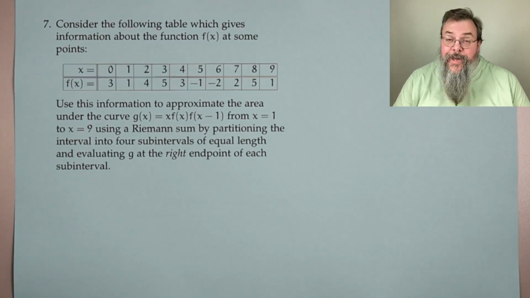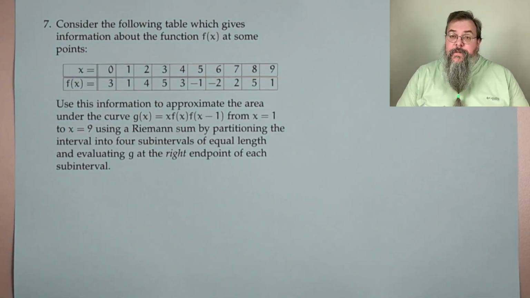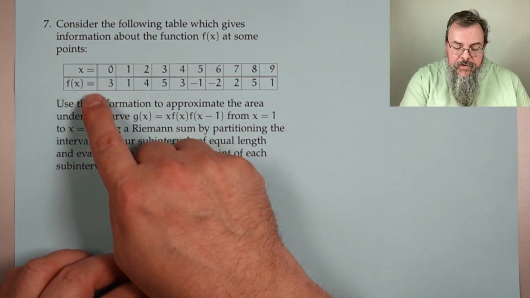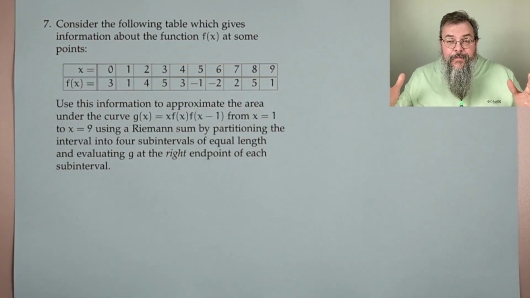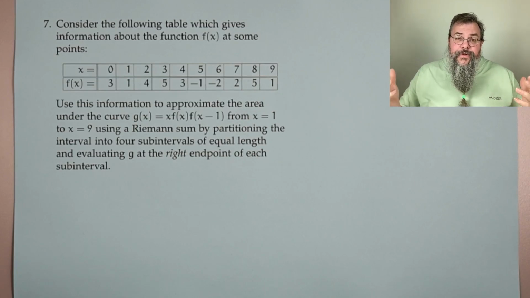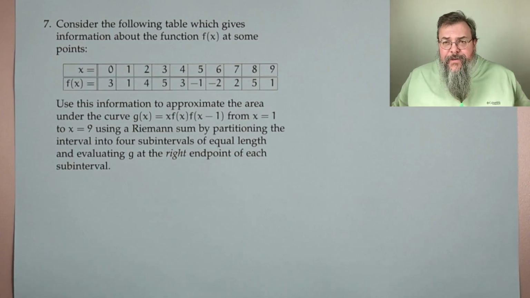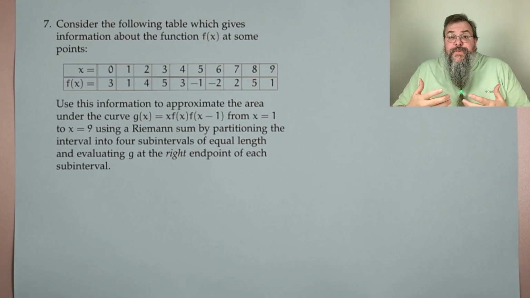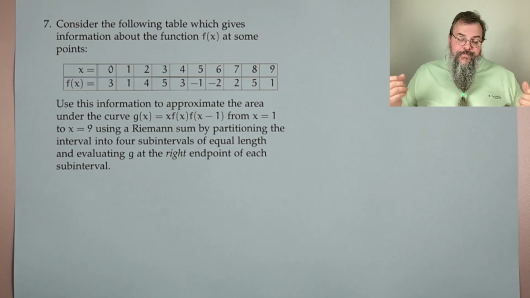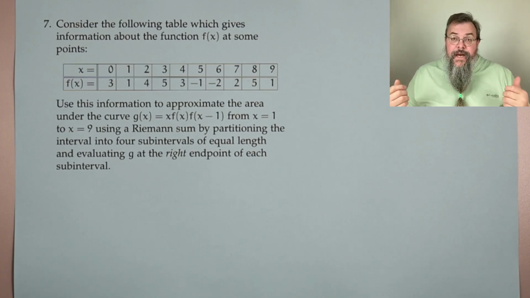Consider the following table, which gives information about the function f of x at some points. So we have x and f of x from 0 through 9. And we don't have all the points, just some, just at the whole numbers. So we don't know what f of x is doing in between. It could be doing crazy stuff, but generally the assumption is it's not too crazy. All right, now what are we asked?